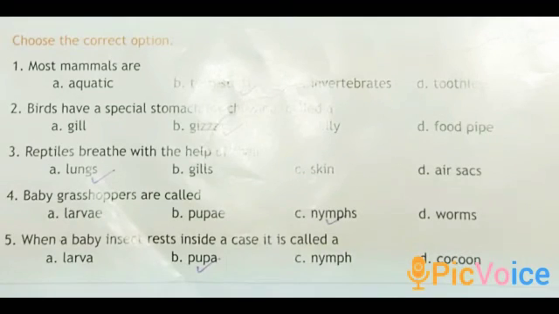Second one, birds have a special stomach for chewing called a gizzard. Third one, reptiles breathe with the help of their, how do they breathe? They breathe with the help of their lungs. Fourth one, the babies of cockroaches and grasshoppers are called nymphs. Fifth one, when a baby insect rests inside a case, it is called a pupa.